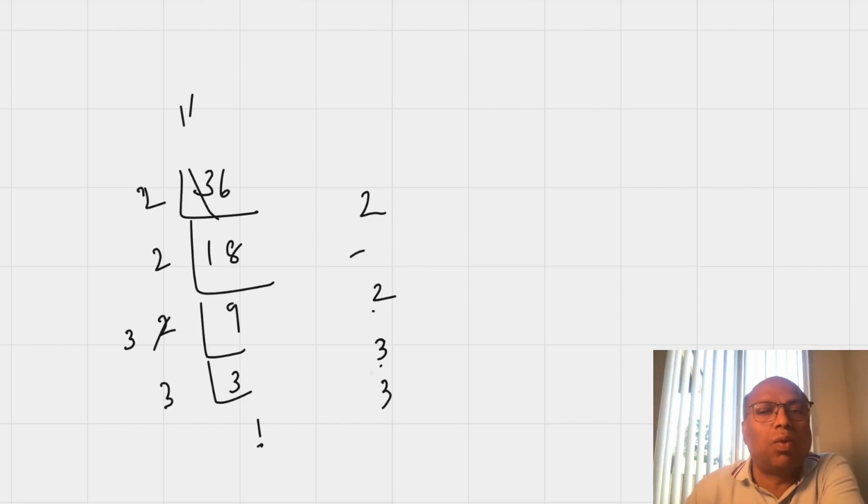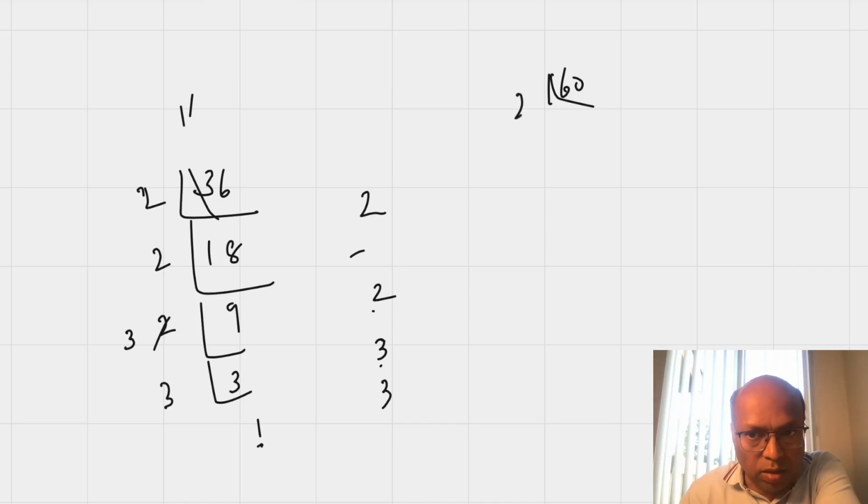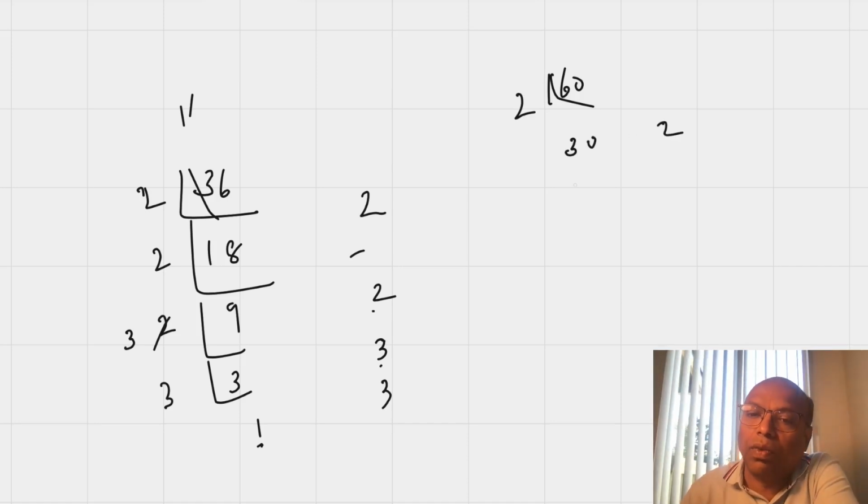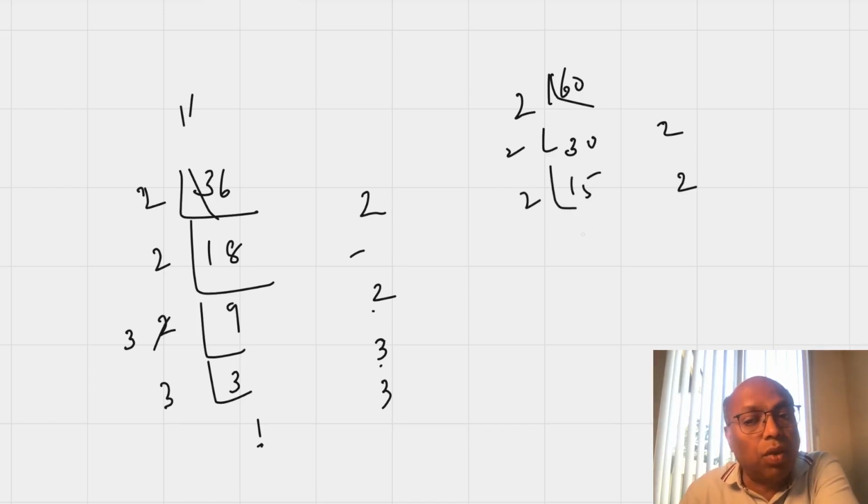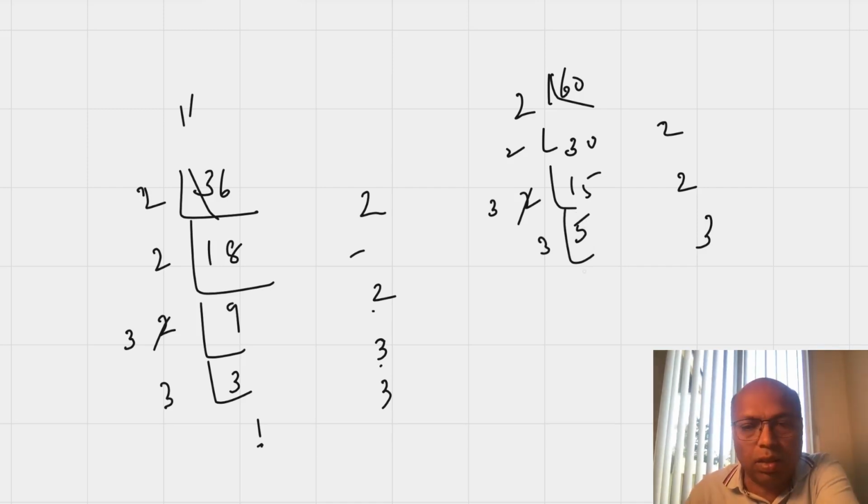Let's say in this case I want to find the prime factors of 60. What will I do? I will divide by 2. 30 and 2, right? 2 is dividing. Then again I will divide 30 by 2, 15. Then again I'll divide by 2. 2 won't divide, right? If it's not dividing, I'll try 3. Yes, 5, 3. Then I'll divide by 3 again. 3 is not dividing. Why? 5 divided by 3 leaves a remainder.